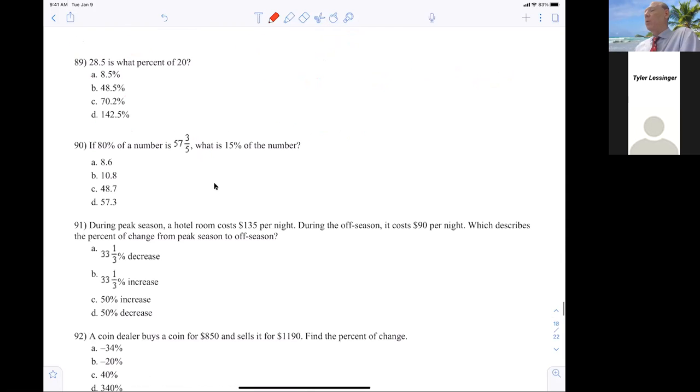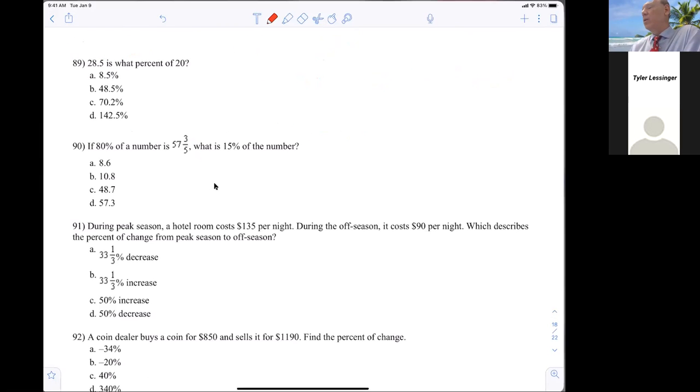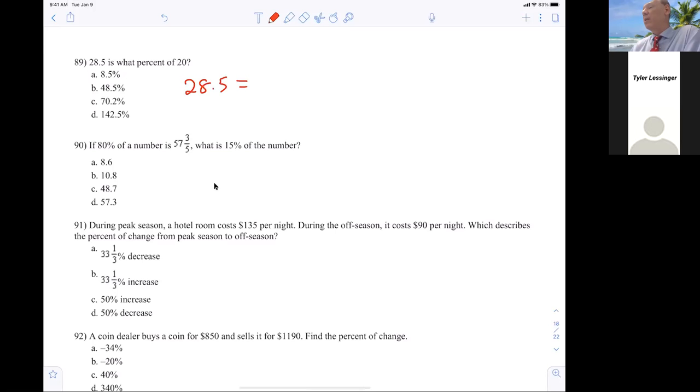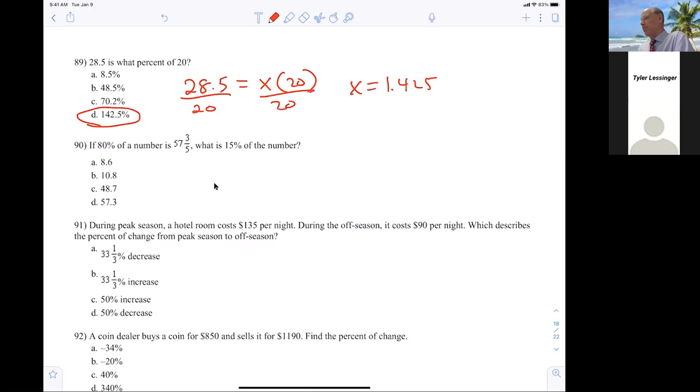Okay, 89, here we go. Now, again, I like equations. 28.5 is x times 20. Everybody okay with that? Now, divide by 20, please. And so x is equal to, someone tell me, 1.425. But is that a percentage? Move the decimal 2 places to the right. Is everybody happy with that? 142.5%. Everybody good?